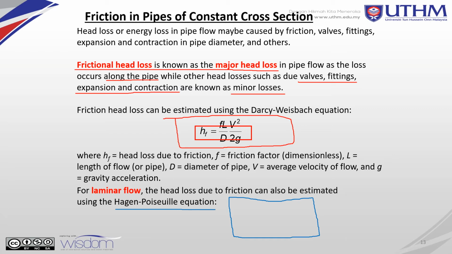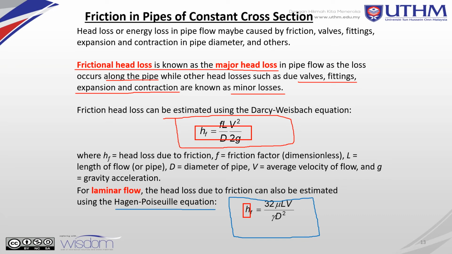Okay, these are minor losses, due to valve fittings, expansion, and contraction. Frictional head loss is known as the major head loss along the pipe. Friction head loss can be estimated using the Darcy-Weisbach equation. So we use HF is equal to FL V squared over 2G. Okay, so this is the equation for head loss.